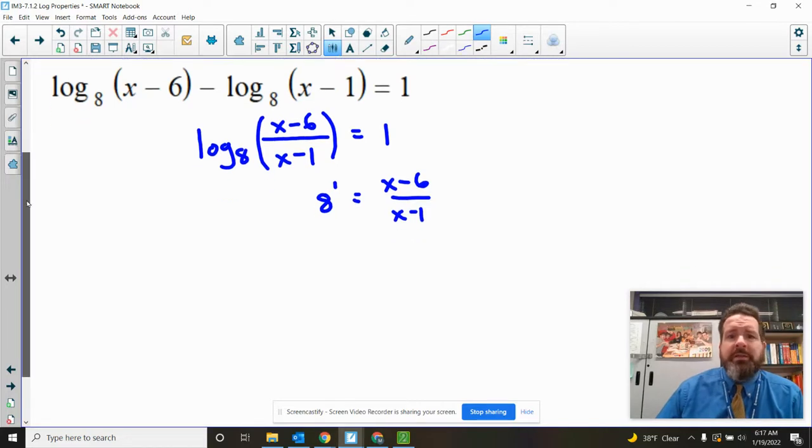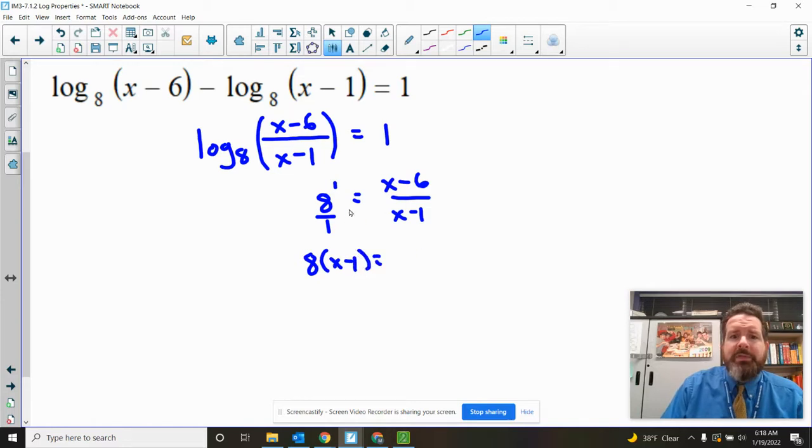Once you're here, this is just a proportion to solve. 8 to the first is just 8. Treat it as 8 over 1, cross multiply, and solve. So I'm going to cross multiply here. So 8 times x minus 1 equals 1 times x minus 6. Distribute the 8.